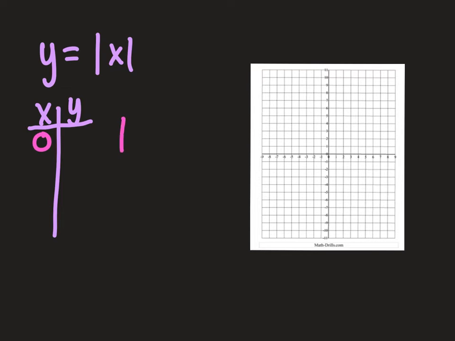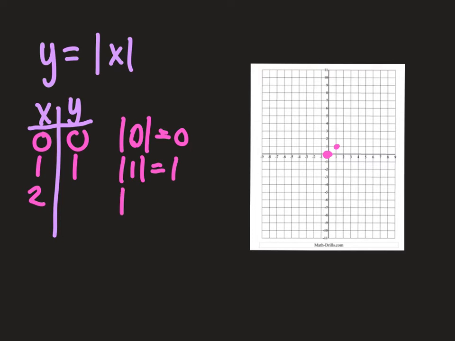0. Absolute value of 0 is 0. So I've got a dot at 0, 0. Let's pick 1. The absolute value of positive 1 is 1. So I got another dot. Let's pick 2. Absolute value of 2 is positive 2. This is not looking like a V. 3 is going to be 3. 4 is going to be 4. This is not looking like a V.